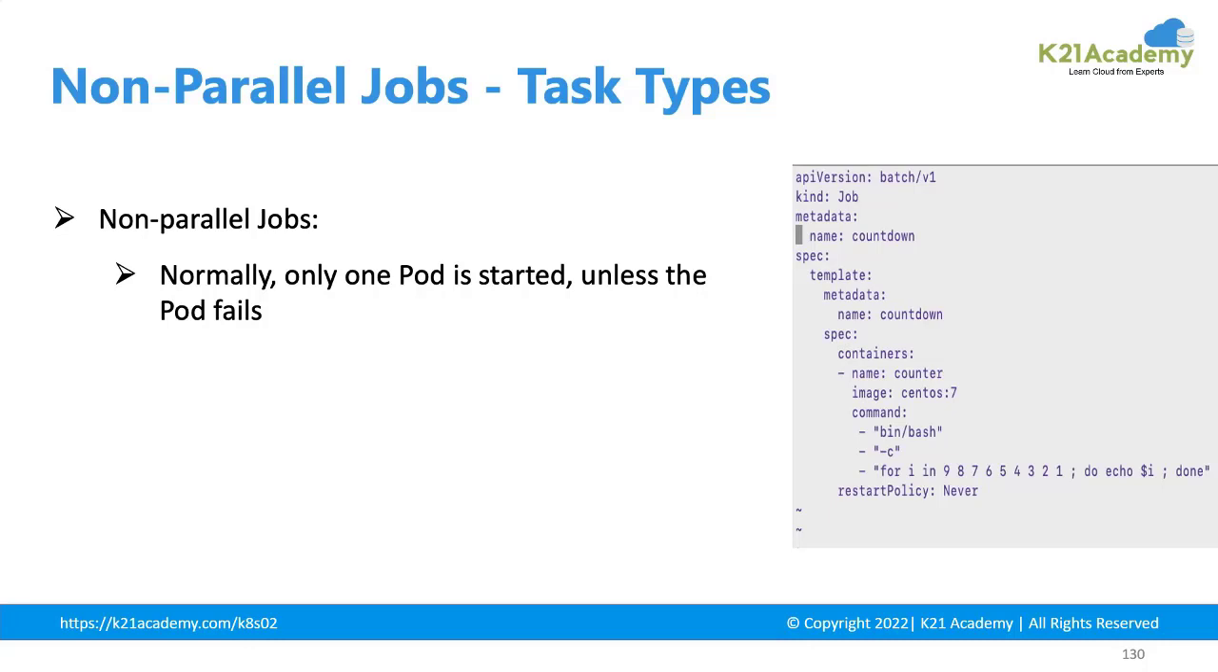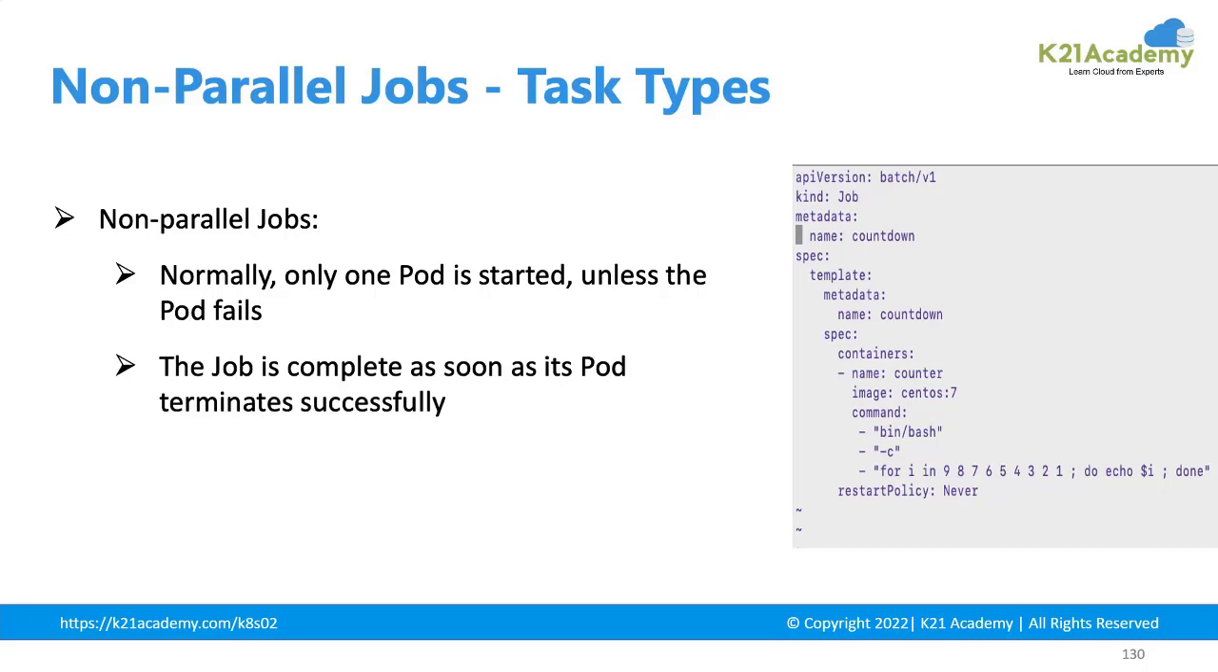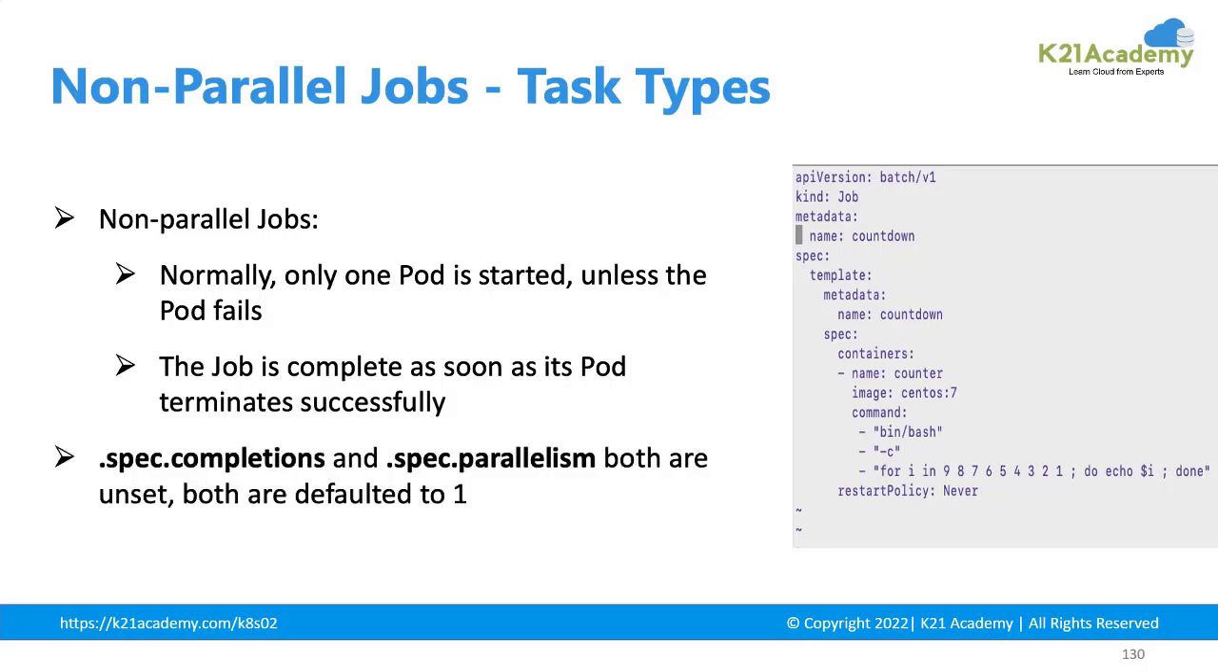Rather, one pod will start, pick up, and do the set of actions or the task which has been assigned to it. And unless and until the pod fails, no replacement pod would get created. And as soon as the pod terminates successfully, we mark the job as done. In such situations, there are two parameters. One is the completion parameter, one is the parallelism parameter. Both of them are set by default to 1, and we don't play with those parameters because we want one pod to start and finish to completion. Then only we mark the job as done.